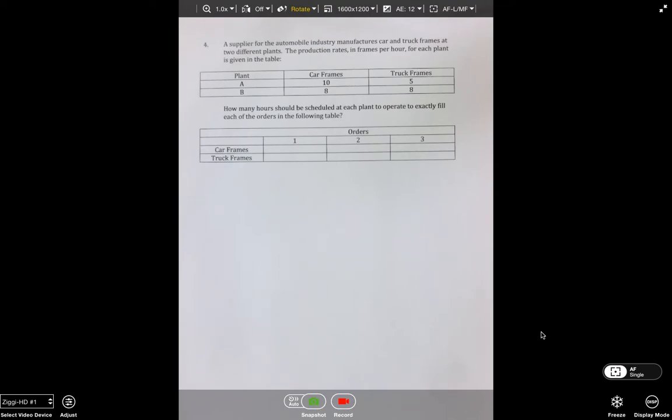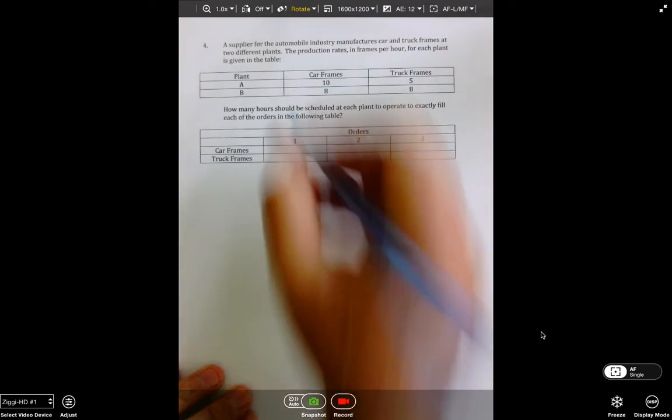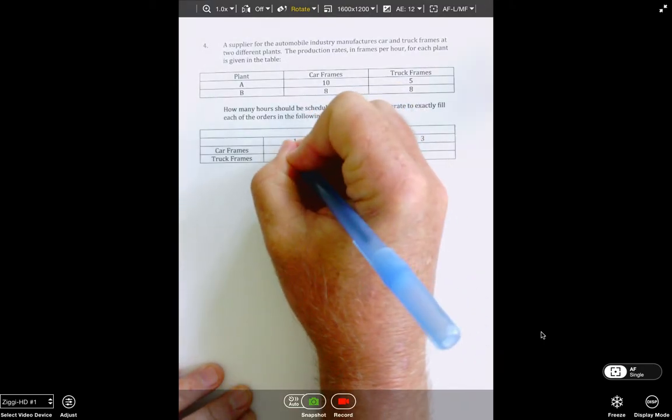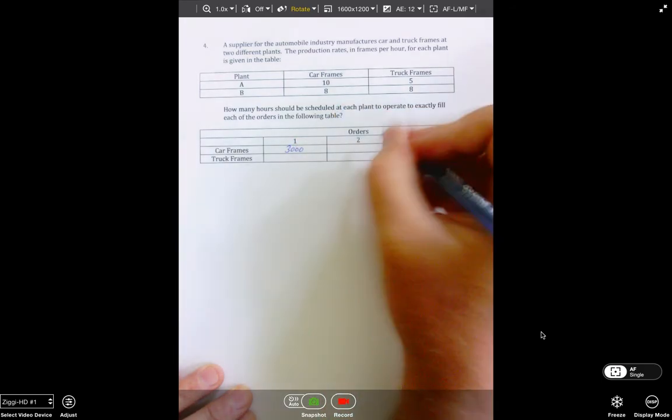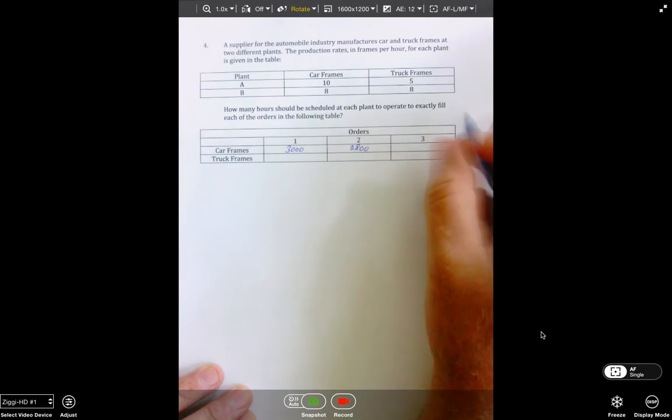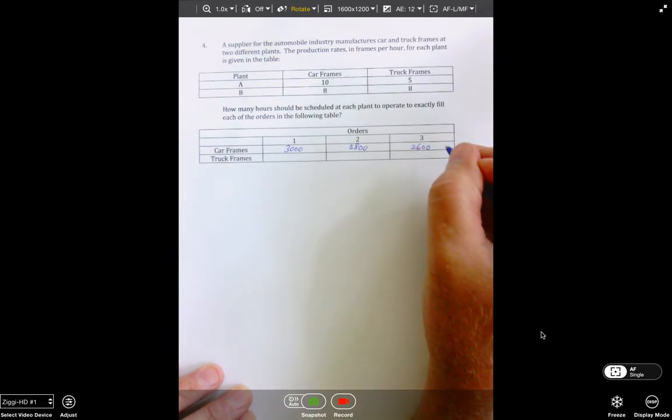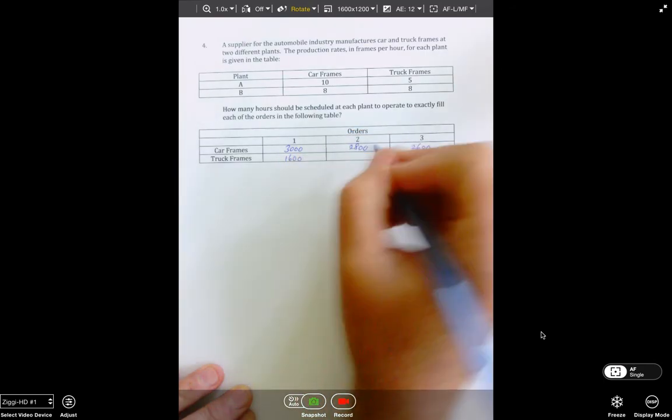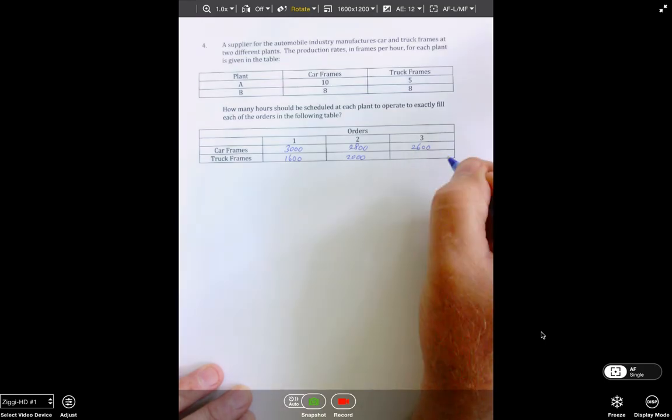Okay, linear inequalities. Okay, here it is. That's actually easier than I thought it would be. So car frames, 10.8, so 3,000, 2,800, 2,600, 1,600, 2,000, and 2,200.